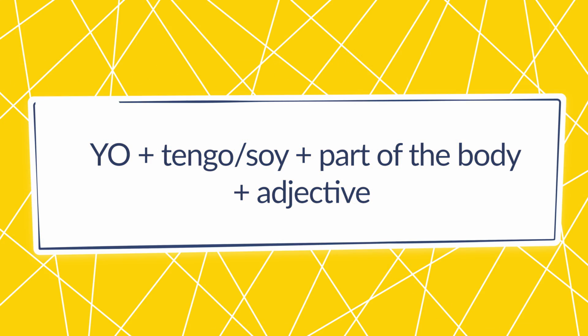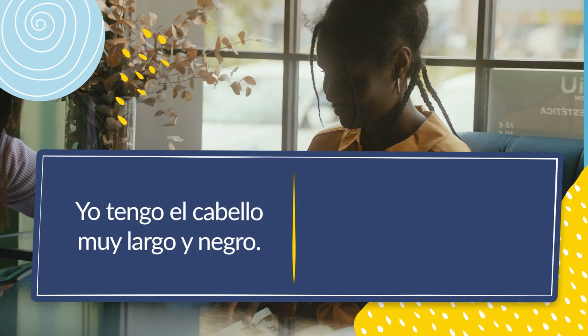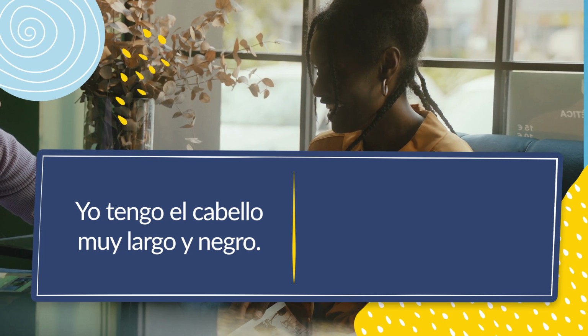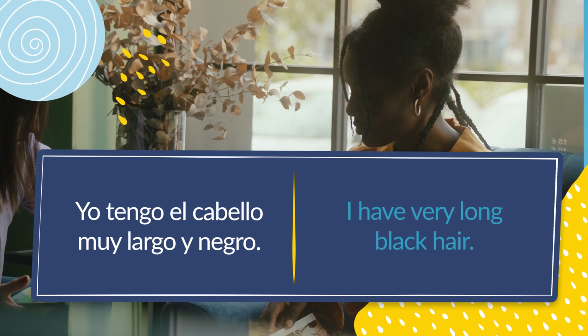The formula is yo plus tengo or soy plus part of the body plus an adjective. It might seem complicated, but once you try it out a few times, you'll find that getting the hang of it is a piece of cake. Let's see some examples. You might say, yo tengo el cabello muy largo y negro. I have very long black hair.